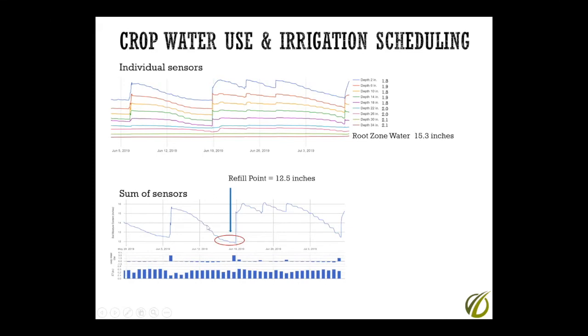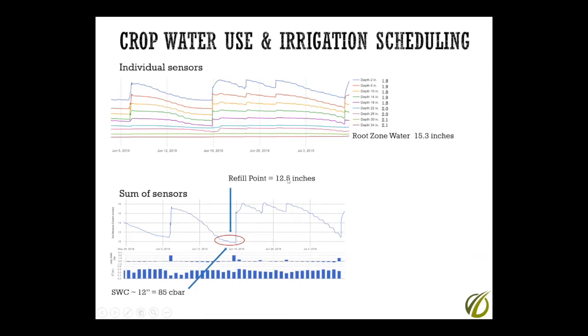And this represents my total water use. And so this is where I can go back and look at my individual stair step pattern and how much water I'm moving, using per day. But I can also run out of water, so I know I need to irrigate. So, in this example, we can see the line starting to flatten out right at 12 and a half inches.